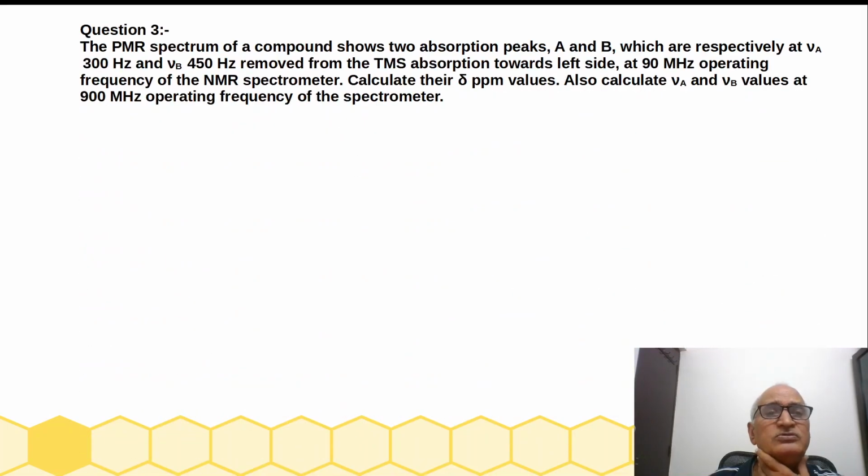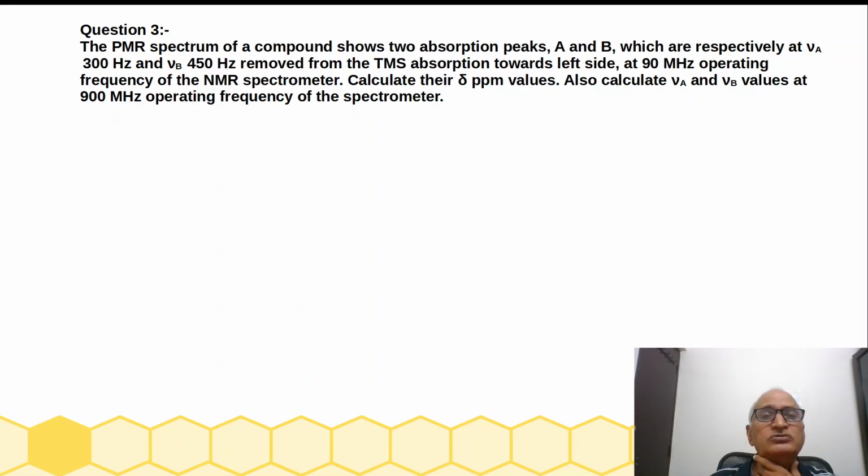Another question I read for you. The PMR spectrum of a compound shows two absorption peaks, A and B, which are respectively at nu A 300 Hz and nu B 450 Hz, removed from the TMS absorption towards the left side, at 90 megahertz operating frequency of the NMR spectrometer. You have to calculate their delta ppm values, and you also have to calculate the frequencies nu A and nu B, and the operating frequency of the machine is 900 megahertz.